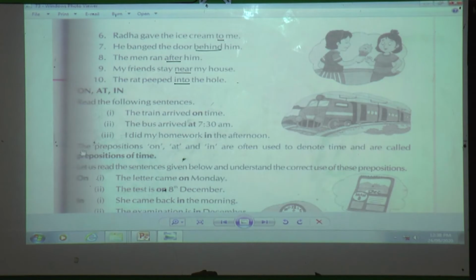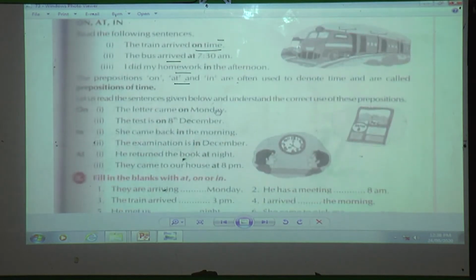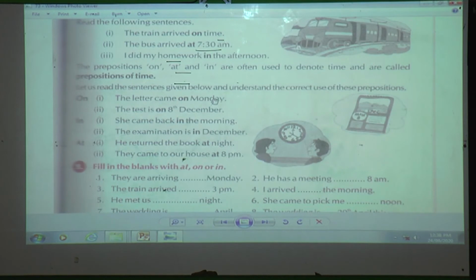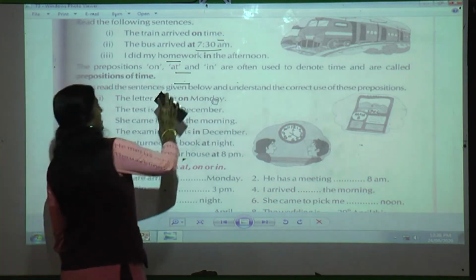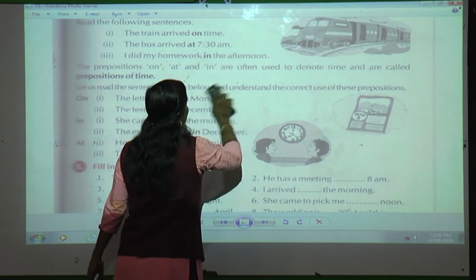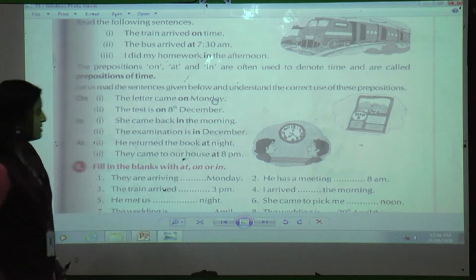See here they have given the prepositions on, at, in. What are they? They are often used to denote time and are called prepositions of time. So on, at, and in. What are they called? Yes, they are called prepositions of time. Understood, students? So here they have given some sentences, which we have to understand, to see how they have used the correct preposition in the sentence.